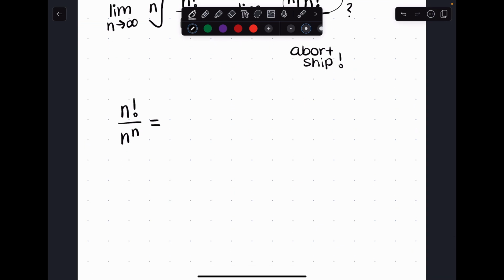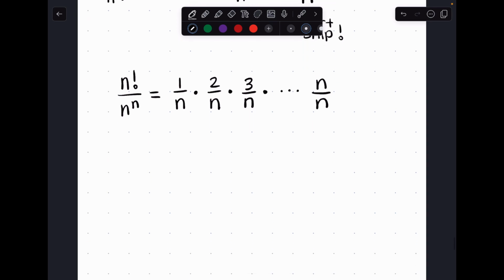Okay, so when we write out what this is equal to, we have 1 over n times 2 over n times 3 over n all the way up to n over n, if we stack the factors of our numerator and the factors of our denominator really nicely. And so we can think, do I want to show that this converges? Do I think it converges?